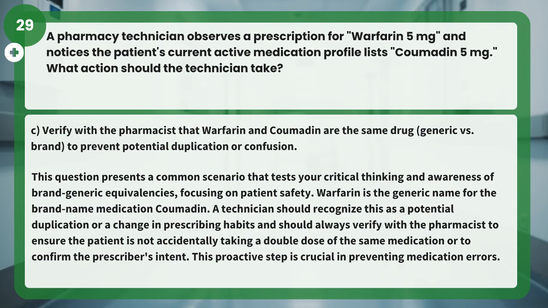Answer C. Verify with the pharmacist that warfarin and Coumadin are the same drug, generic versus brand, to prevent potential duplication or confusion. This question presents a common scenario that tests your critical thinking and awareness of brand-generic equivalencies, focusing on patient safety. Warfarin is the generic name for the brand name medication Coumadin. A technician should recognize this as a potential duplication or a change in prescribing habits, and should always verify with the pharmacist to ensure the patient is not accidentally taking a double dose of the same medication or to confirm the prescriber's intent. This proactive step is crucial in preventing medication errors.